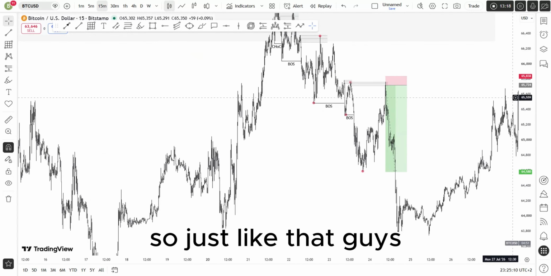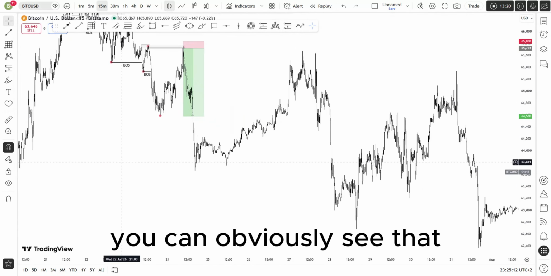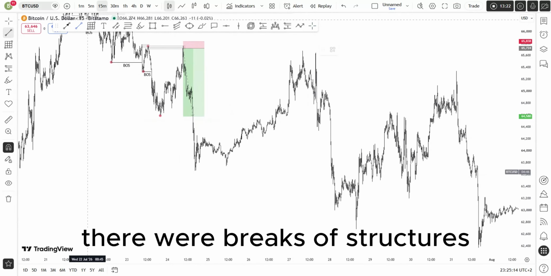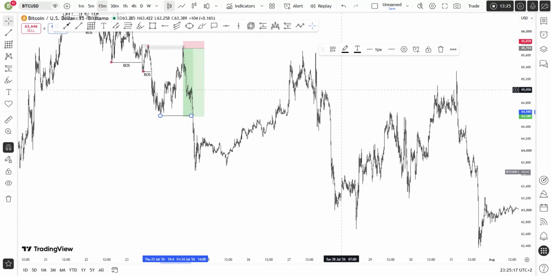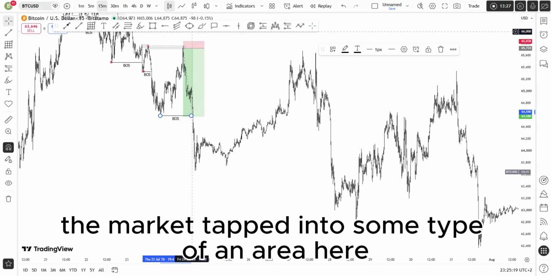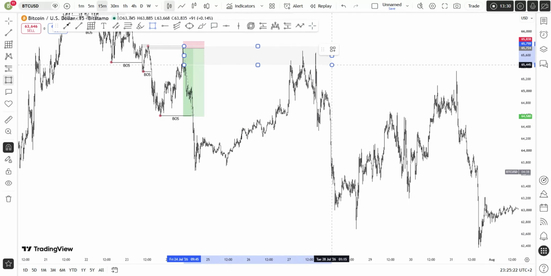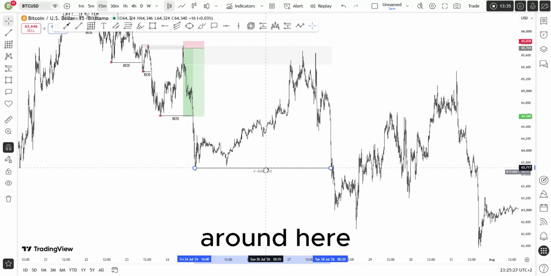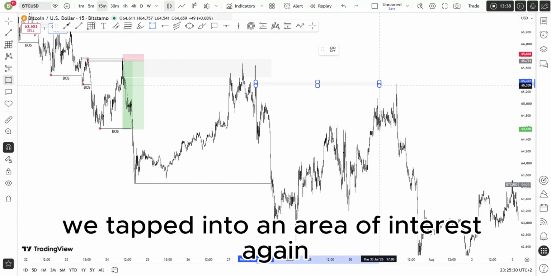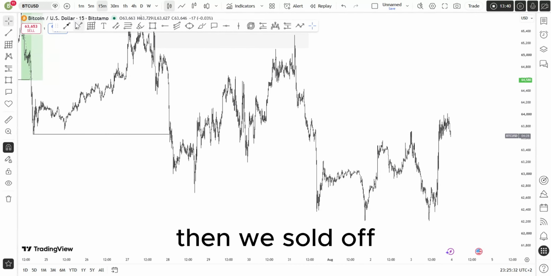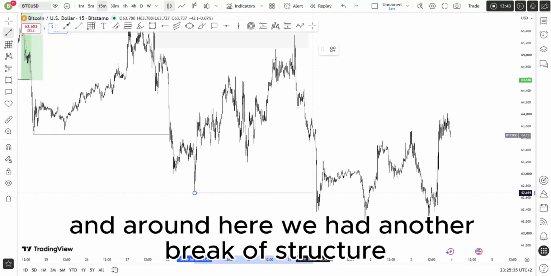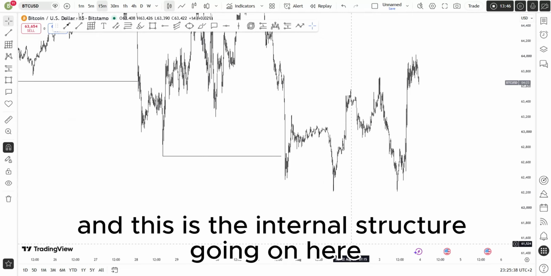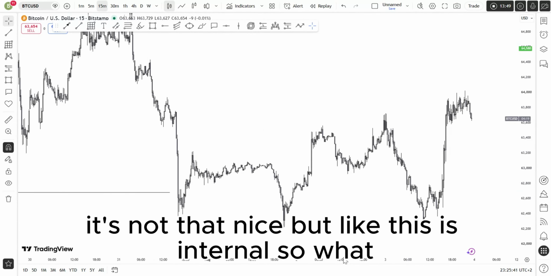So just like that, guys, this is how you just do your analysis. You can obviously see that there were breaks of structure, there were entries, all in all. So break of structure here, the market tapped into some type of an area here, sold off, and then another break of structure happened around here. We tapped into an area of interest again, then we sold off, and around here we had another break of structure. And this is the internal structure going on here, of which it's not that nice, but this is internal.